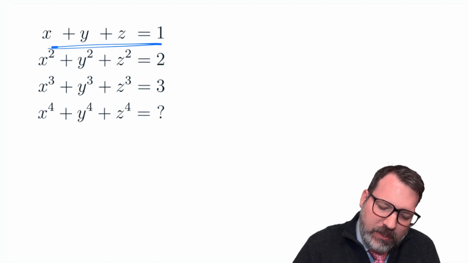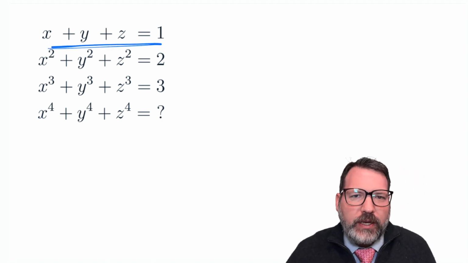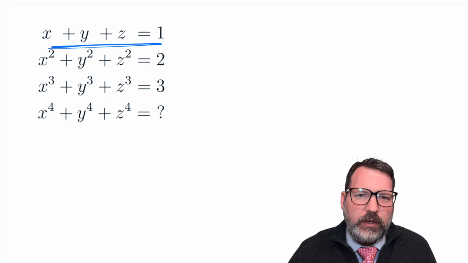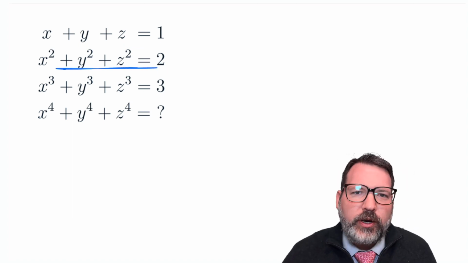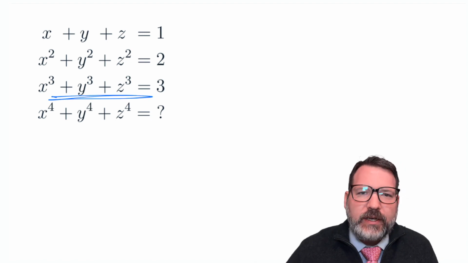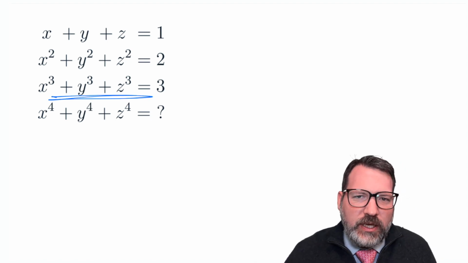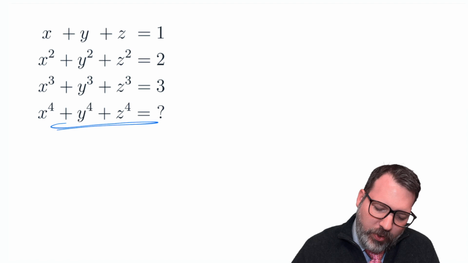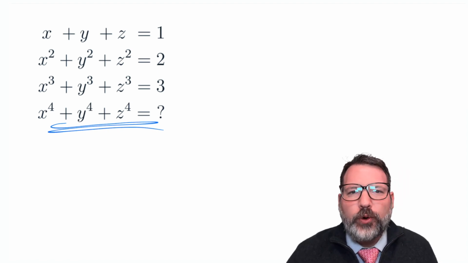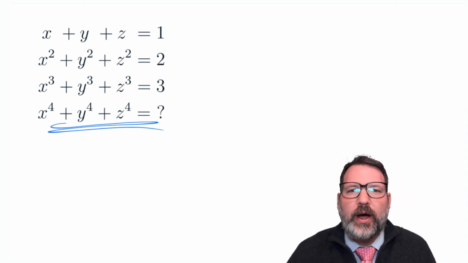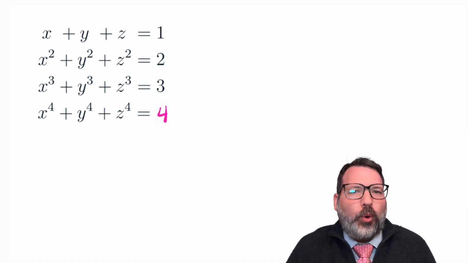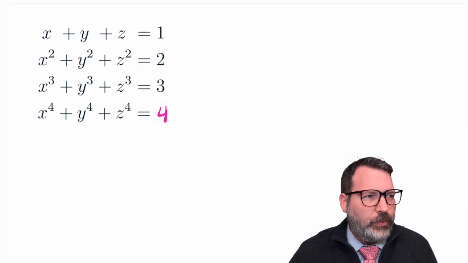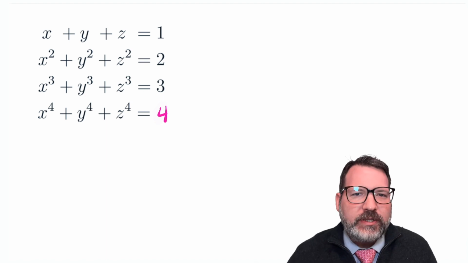For some x, y, and z, let's imagine that we know x plus y plus z equals 1, and then their squares, x squared plus y squared plus z squared equals 2. Their cubes, x cubed plus y cubed plus z cubed equals 3. What do we think we can say about their fourth powers? x to the fourth plus y to the fourth plus z to the fourth. Naively, you might say, well, maybe it's 4, right? Maybe this pattern continues. But spoiler alert, I can tell you it's not 4.